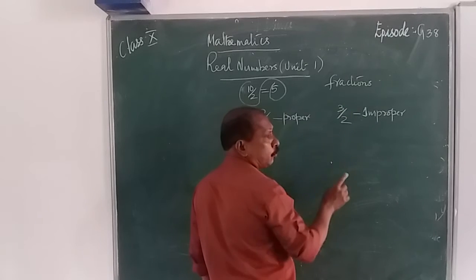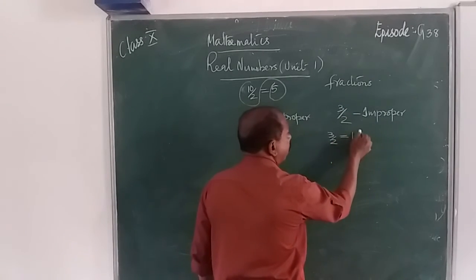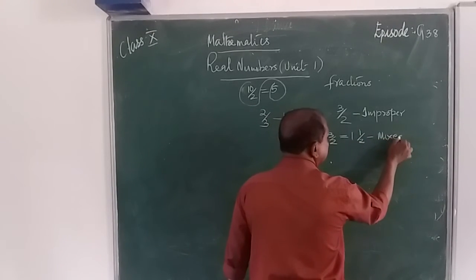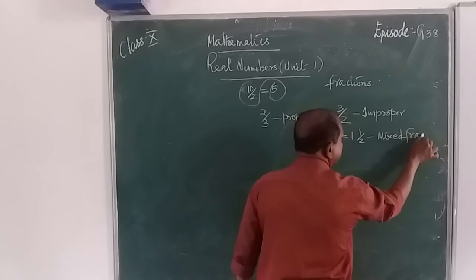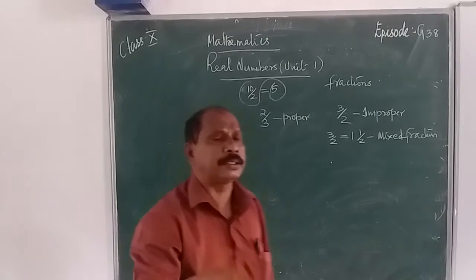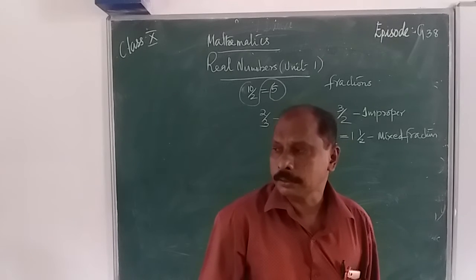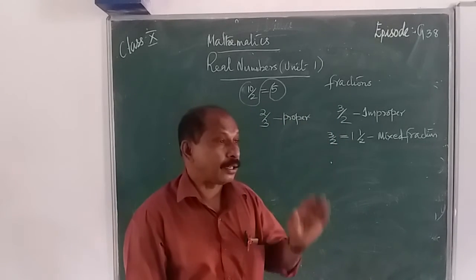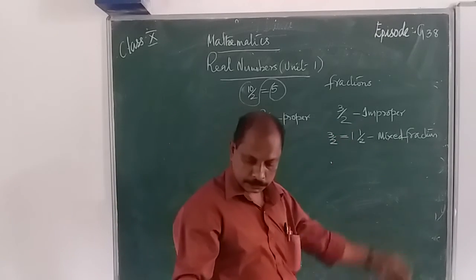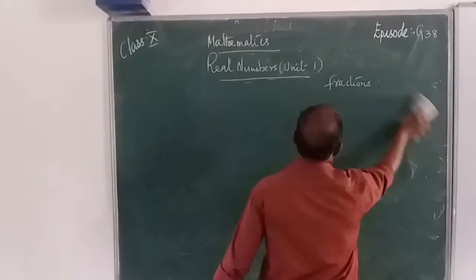In 3, how many 2's? One 2. Therefore, 3 by 2 is equal to 1 and 1 by 2. This is known as what? A mixed fraction. That means 3 by 2 is 1 plus half. 1 plus half is 3 by 2. Half is 0.5, that is 1.5. Therefore, we can convert any improper fraction into a mixed fraction. Clear? Then let us consider composite numbers.